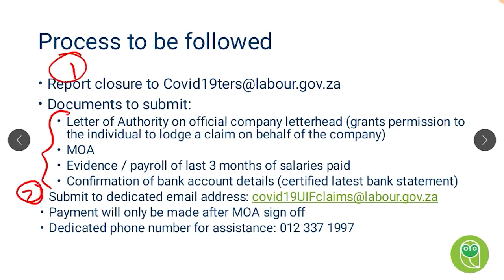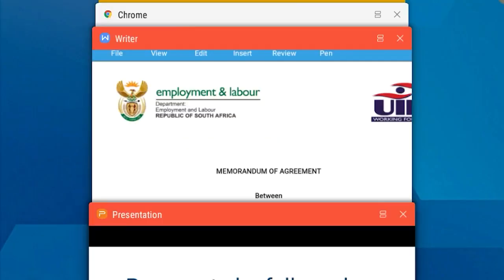So these documents, ladies and gentlemen, should then be submitted to this email address, COVID-19 UIF claims@labour.gov.za. Payment specifically is mentioned can only be made after the MOA has been signed off, and they've also created a dedicated phone number that you can call should you need assistance. Right, so that's basically the process to be followed. Very different to what the normal process looks like, and also the documentary proof is very different to what it normally looks like. Right, and this is also where we've seen some changes from the previous version of information that has come out.